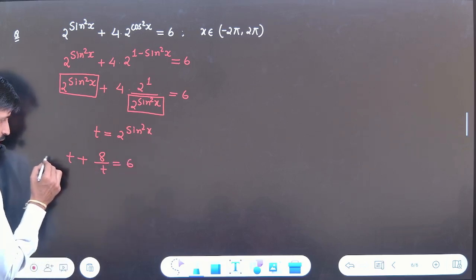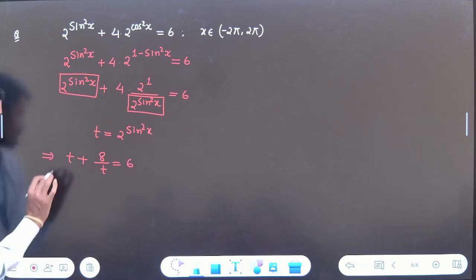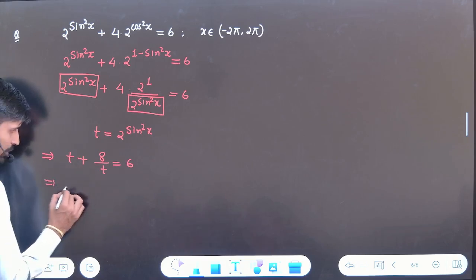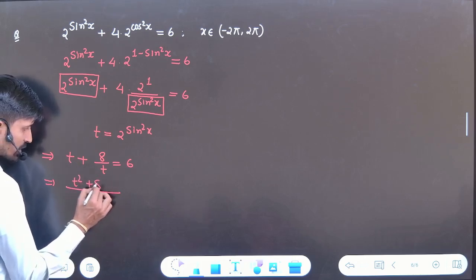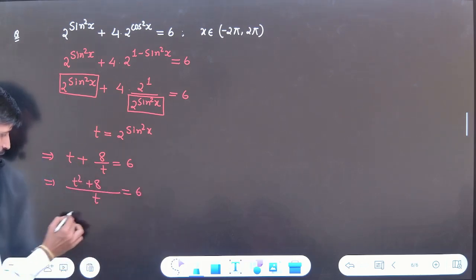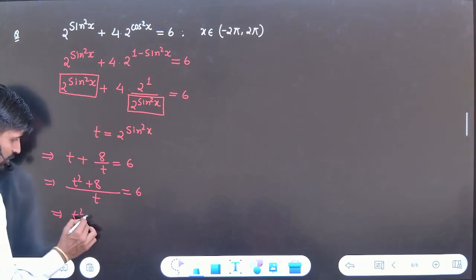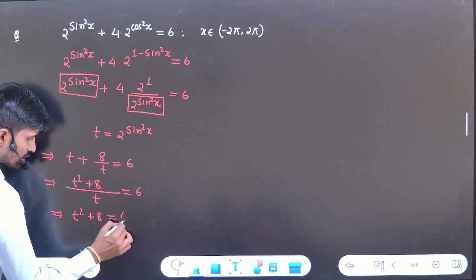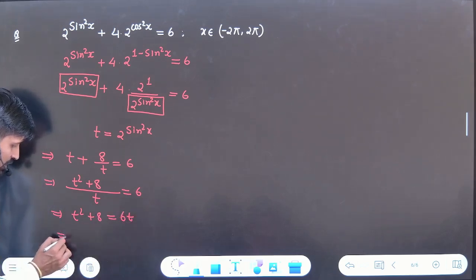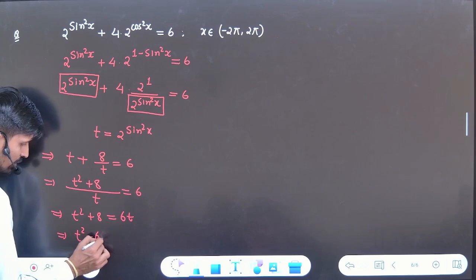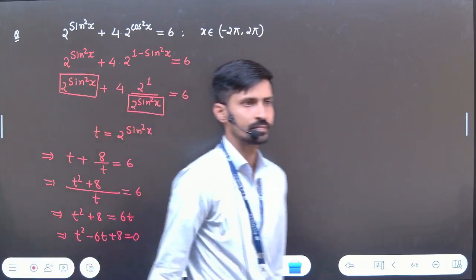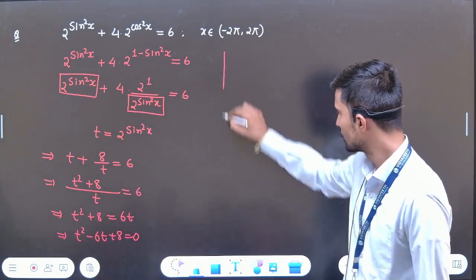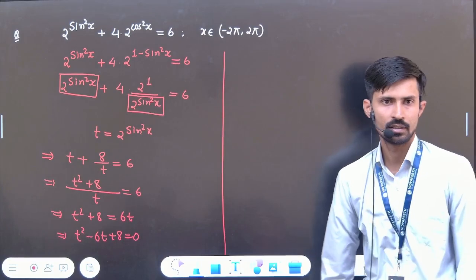Wow, look how easy it became. Now this is looking very easy. Now you will take the LCM here. LCM will be t. T will multiply here. T square plus 8 is equal to 6t. T will multiply that side. That will become t square plus 8 is equal to 6t. 6t will come to this side. We got the quadratic.